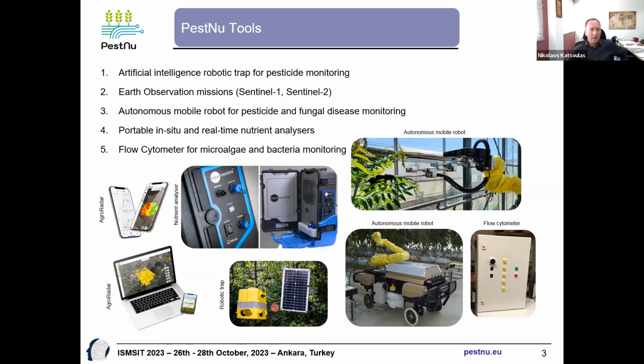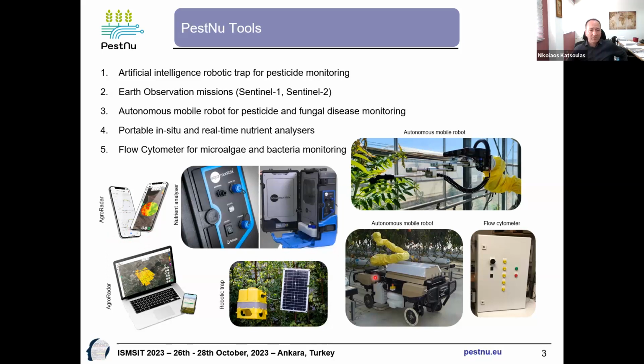We are also suggesting and demonstrating an Earth observation system where satellite images are used in order to detect if our system has any problems related to fertilizers or insects. And then again, we are going to suggest what kind of actions the grower may have to do.